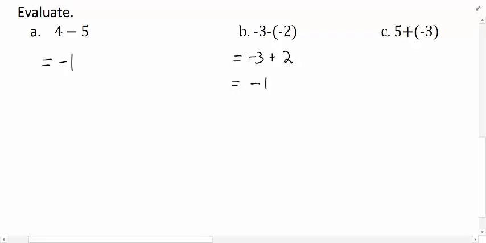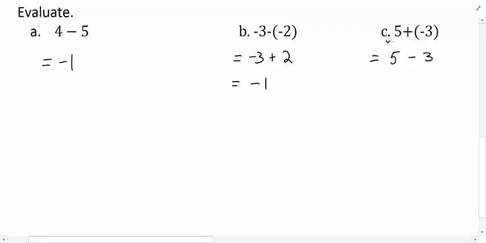And in our last example, again, we do have two symbols right beside each other. We're adding a negative. Whenever those symbols are different, when we're adding a negative or subtracting a positive, we can simplify that double sign into just a regular subtraction.